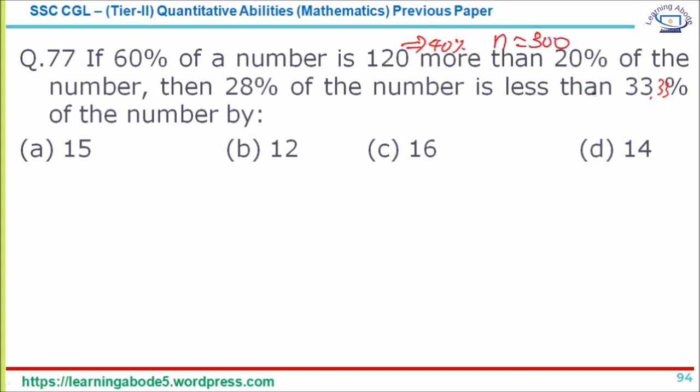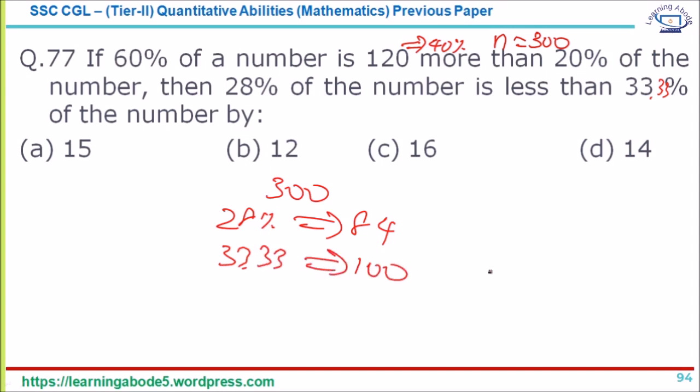Then how much is 28% of the number less than 33.33% of the number? The number is 300. Now 28% of it is 84. Now 33.33%, that is 1/3 of it, is 100. The difference between 100 and 84 is 16. It's a simple straightforward question. The answer is option C, 16.